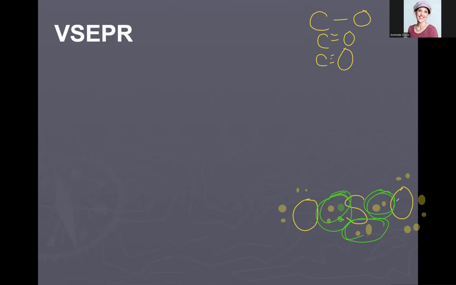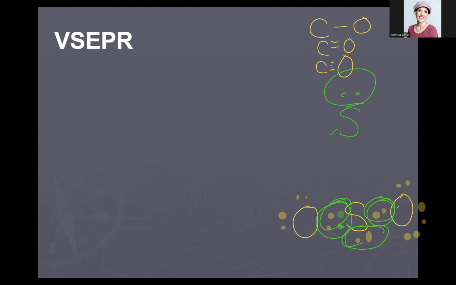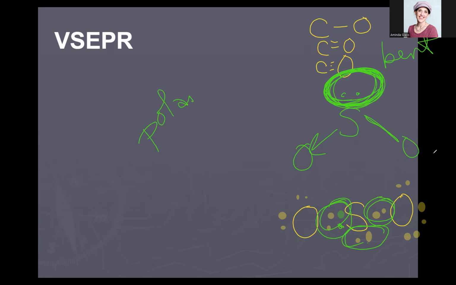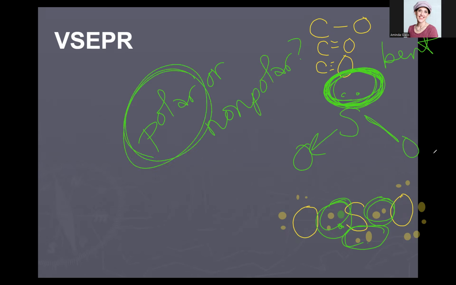So if I drew it like this here, remember this is going to take up more space. So then you'd have the oxygen more like this. So this is going to be a bent shape because this lone pair of electrons is going to prevent it from being linear. And if we have a lone pair of electrons, is this polar or nonpolar? It's going to be polar because anytime you have a lone pair of electrons, that indicates polarity.